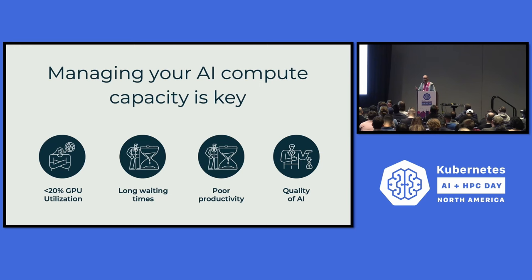But more importantly, even when companies have secured GPU access for themselves, time after time, people still feel that GPU is a bottleneck, that just getting access to GPU is still a bottleneck and there are long waiting times to get access to compute. And that means that the productivity of teams degrades, and that means also that the quality of AI degrades. Right, so managing and operating compute capacity and access to compute capacity is key.